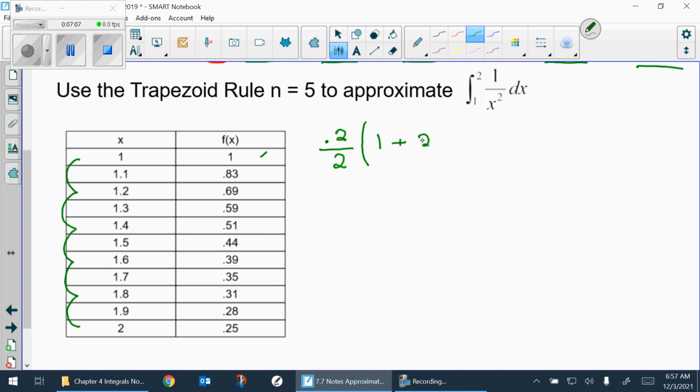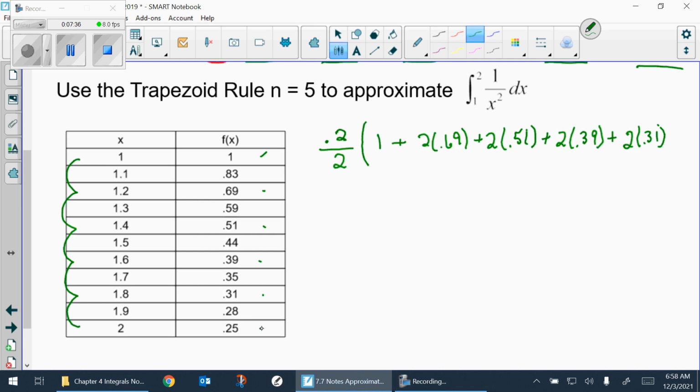We've got 2 of these 0.69s. We've got 2 of these 0.51s. We got 2 of these 0.39s. This 0.31 is going to appear in 2 different trapezoids.